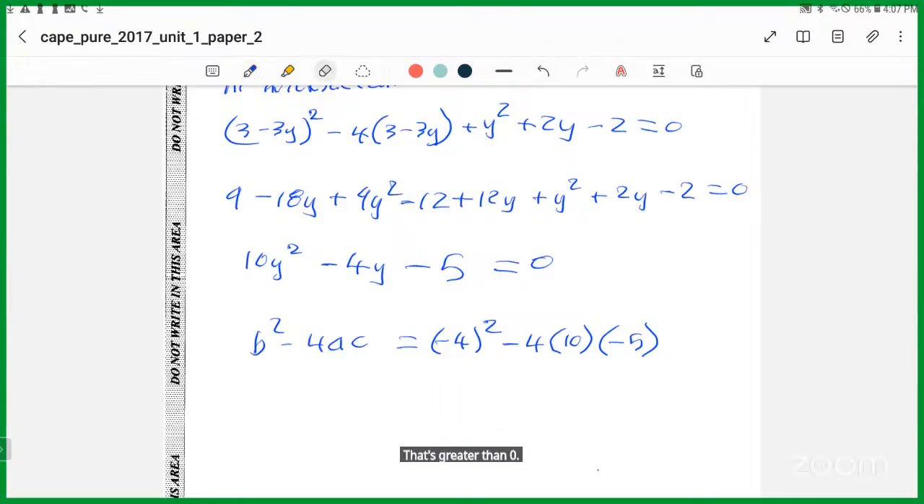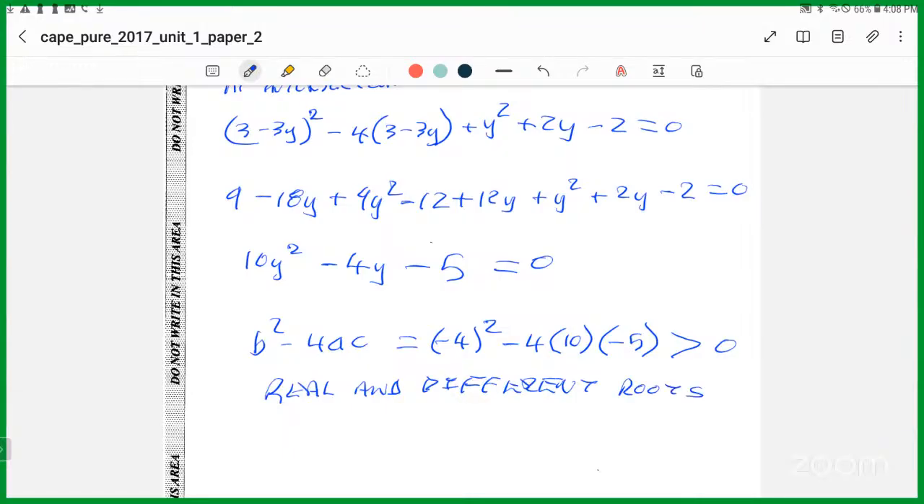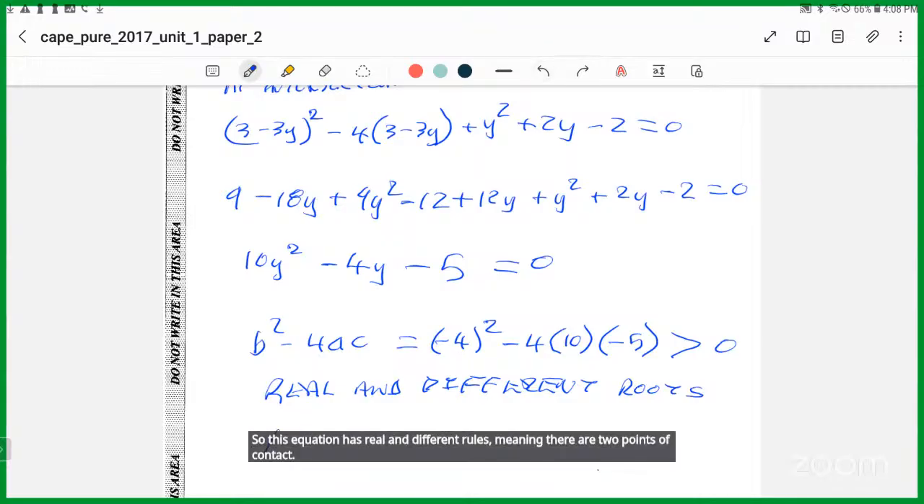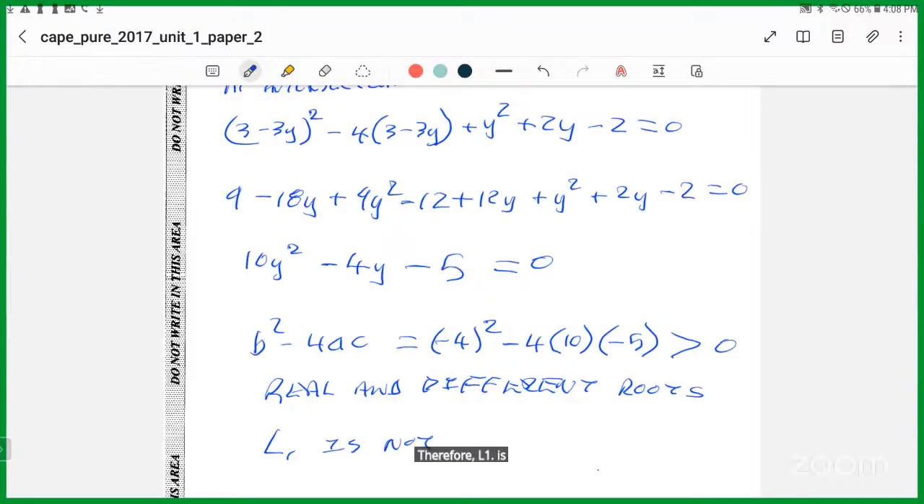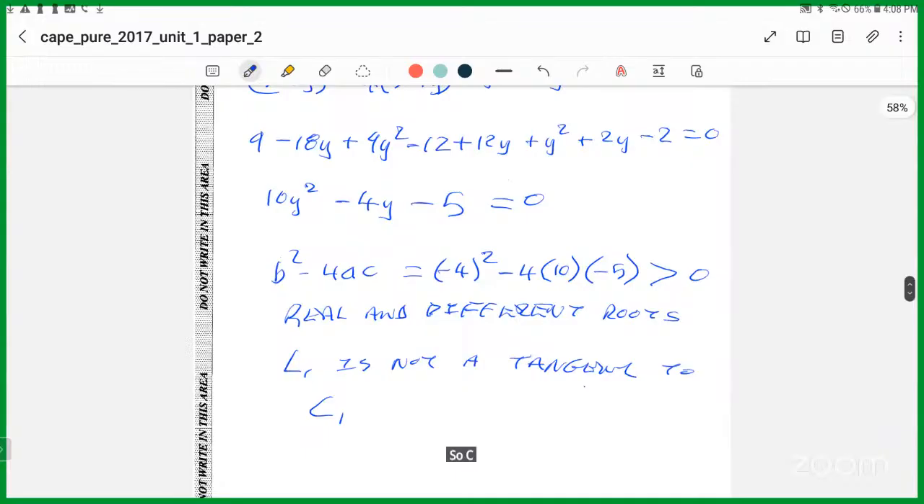This is positive and this is positive, so this is greater than 0. That is real and different roots. So this equation has real and different roots, meaning there are 2 points of contact. And therefore, L1 is not a tangent to C1.